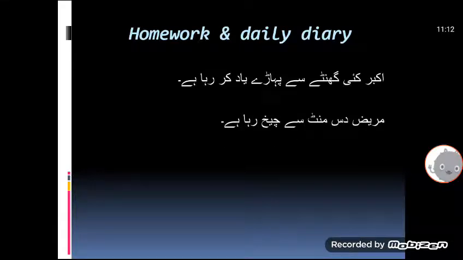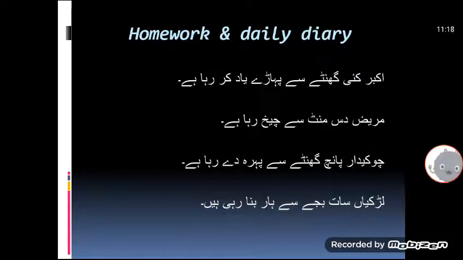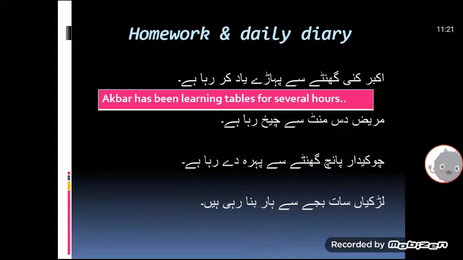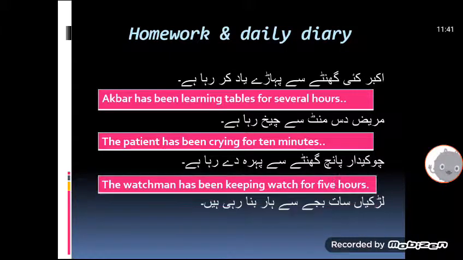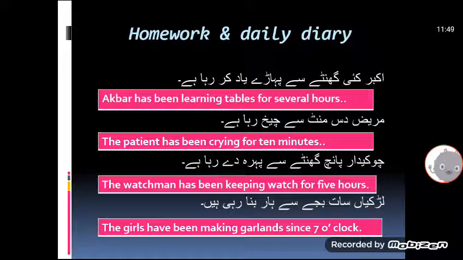Okay, मरीज़ 10 मिनट से चीख रहा है. चौकीदार 5 घंटे से पहरा दे रहा है. लड़कियां 7 बजे से हार बना रही हैं. Look at this. Akbar has been learning tables for several hours. Now you can see here use of for कई घंटे से, not specific. मरीज़ 10 मिनट से, period of time, not specific. The patient has been crying for 10 minutes and the watchman has been keeping watch for 5 hours. Clear? Last, the girls have been making garlands since 7 o'clock.